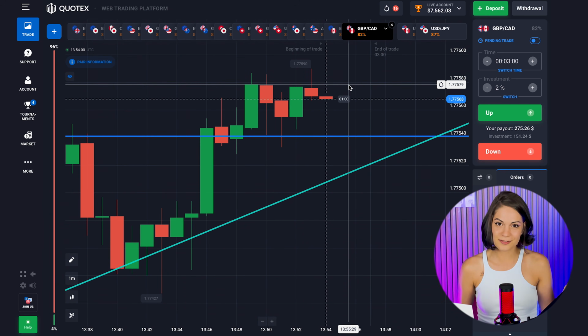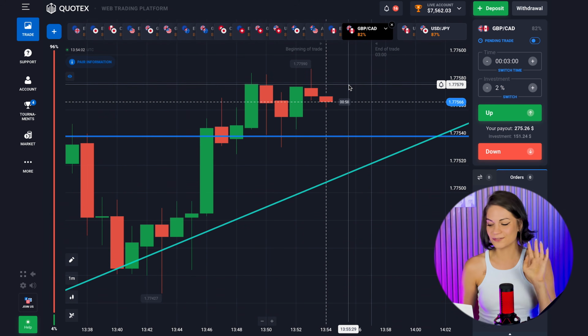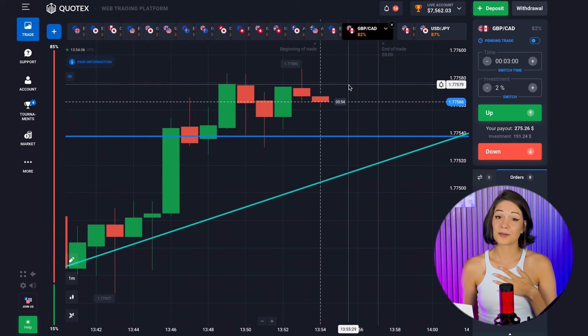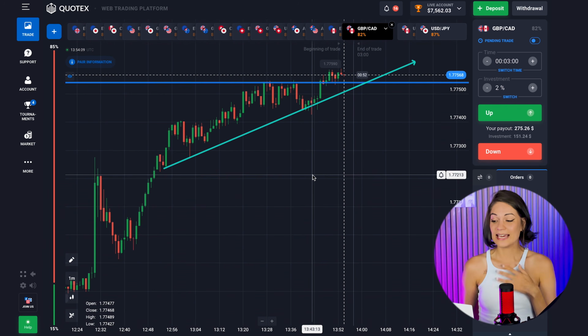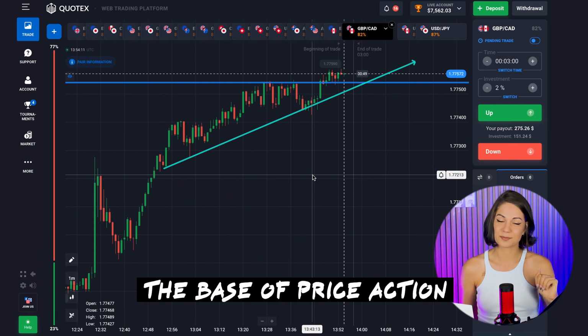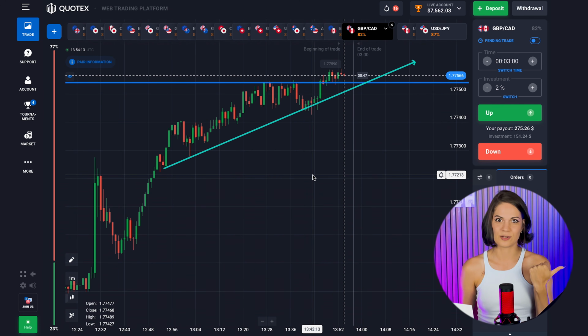So at least right now we're doing great. Of the 4 deals that we started today, including the double one, all of them are closed in black, and I think that's going to be enough for the base of price action for today. And let's get to indicators.